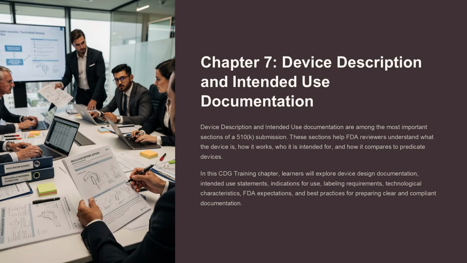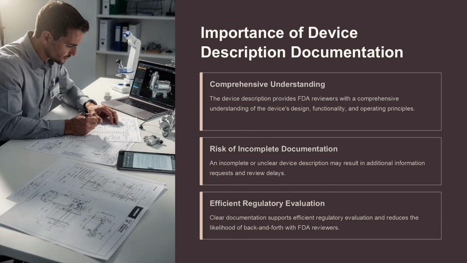Device description and intended use documentation are crucial for FDA submissions, helping reviewers understand the device's purpose and functionality. This chapter explores how to prepare clear and compliant documentation. A comprehensive device description aids FDA reviewers in understanding the device's design and functionality. Incomplete documentation can lead to delays, while clear documentation supports efficient evaluation.